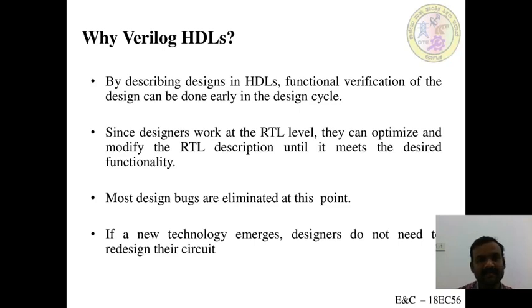And by describing designs in HDL, functional verification of the design can be done early in the design cycle. Designs in HDL means, as I already told, we take the minimum number of gates and design, and based on that we are going to write a program. So functional verification of the design can be done early in the design cycle. Functional verification of the design means how it is going to work.